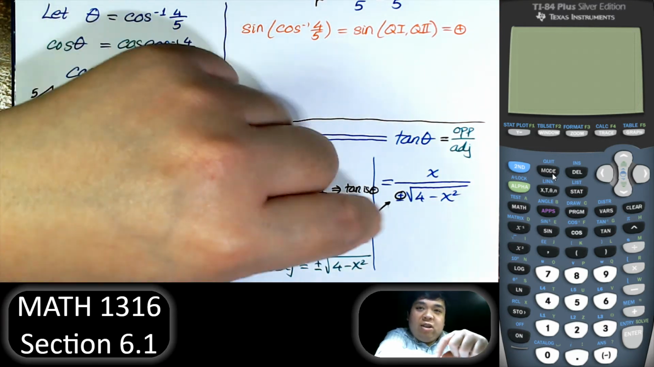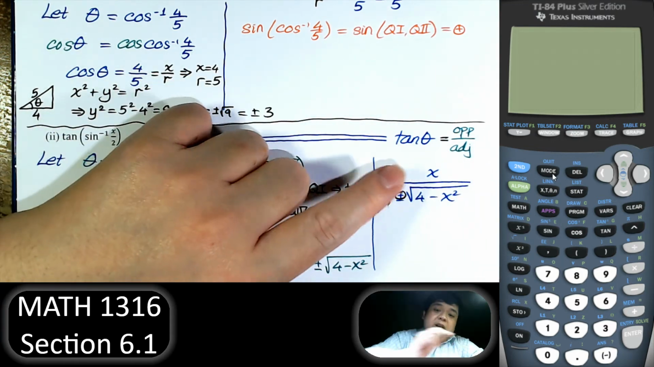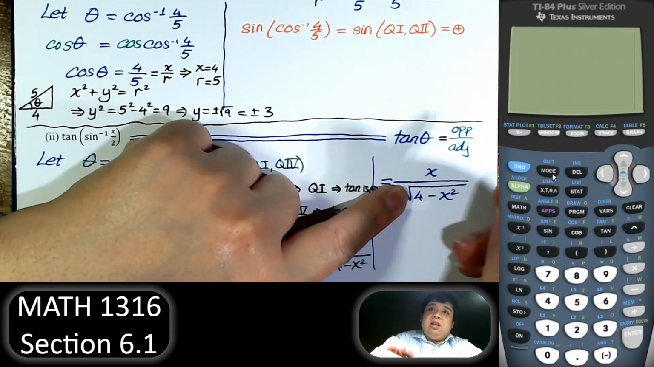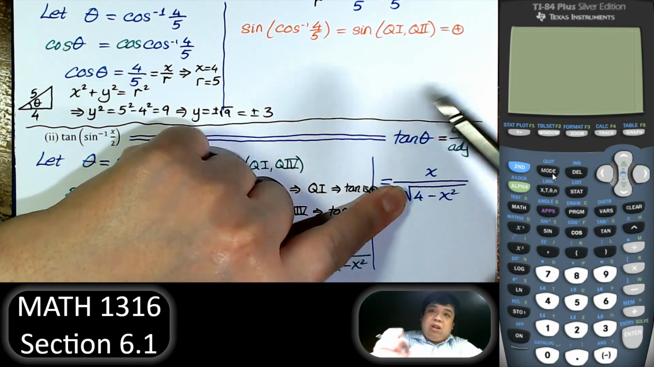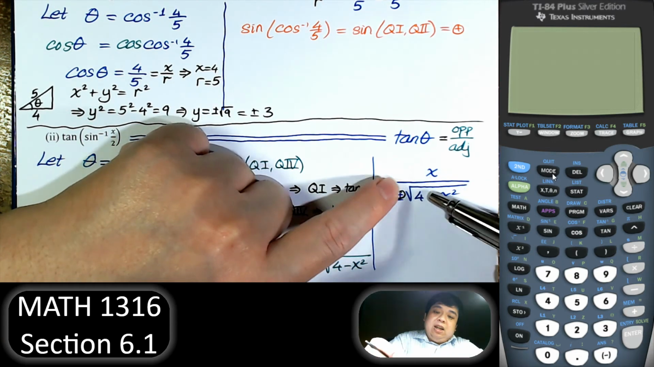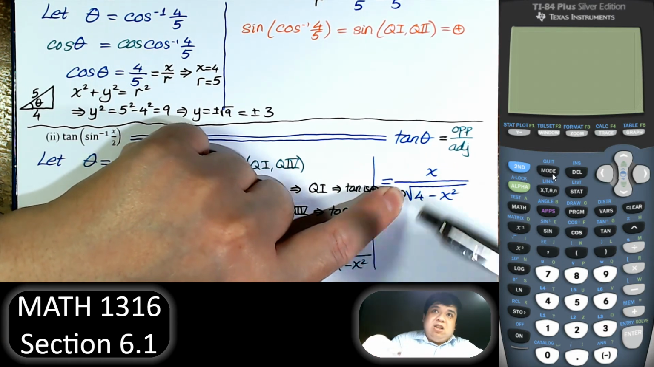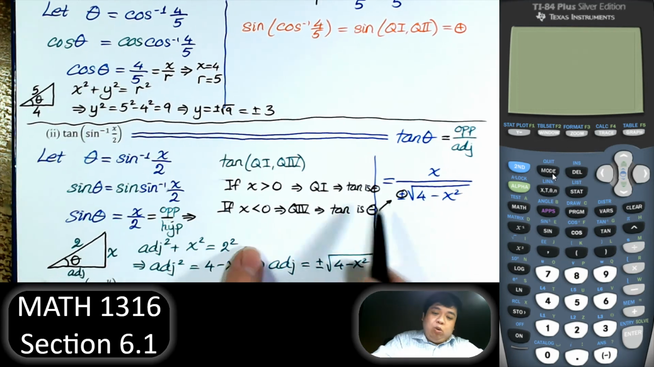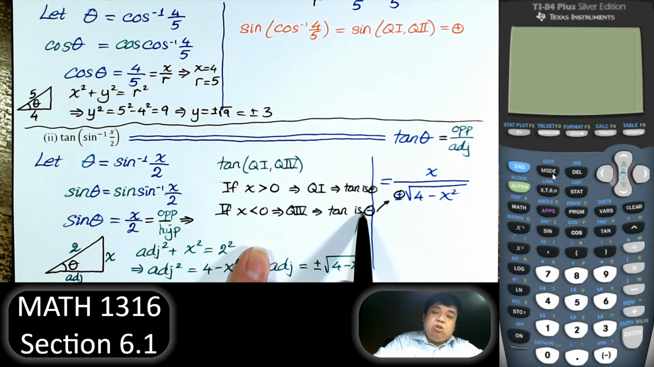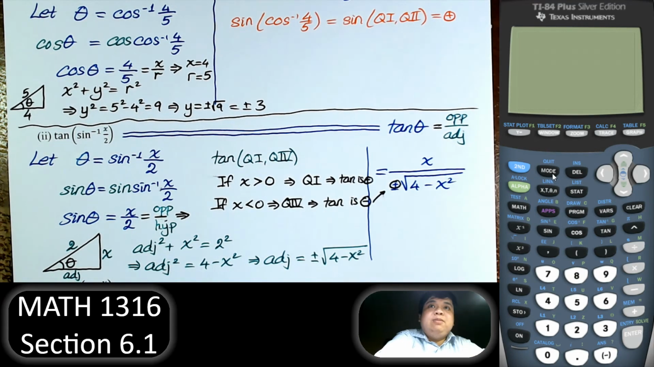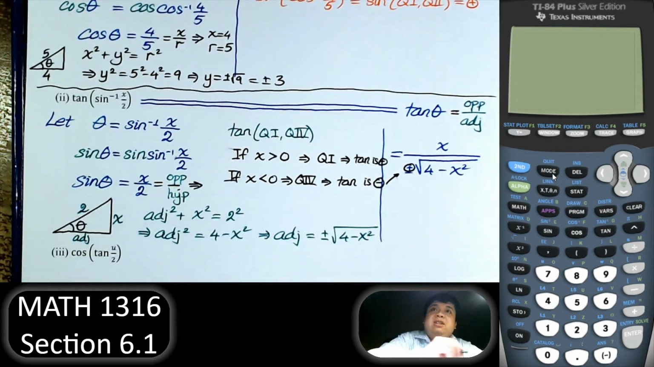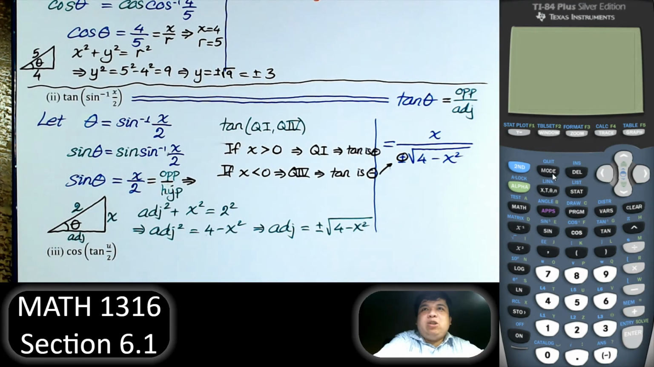When x is positive, tangent is positive. Because of that, we don't need the sign plus or minus here. If x is positive, the tangent is positive. If x is negative, the tangent is negative. So the sign will be the same. So we do not need to change the sign. Do not need the plus or minus here. Yeah, so that's a bit tricky that way.